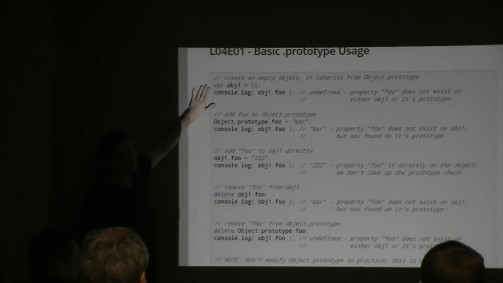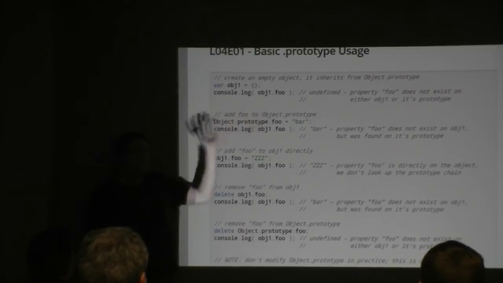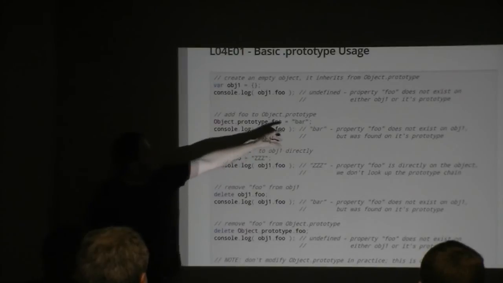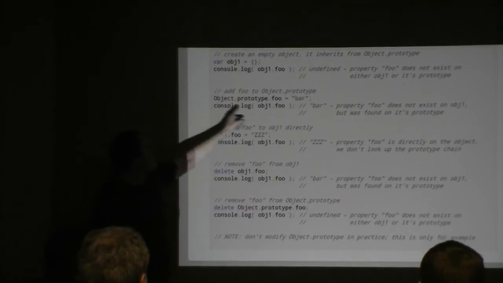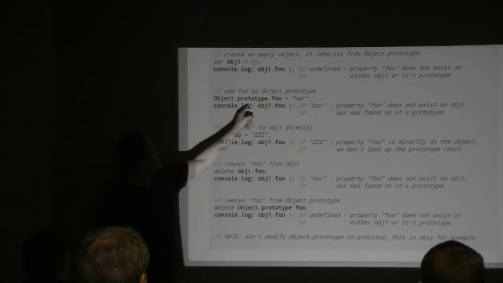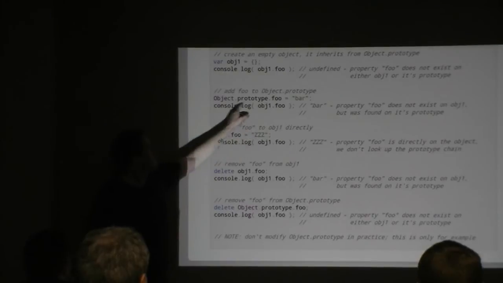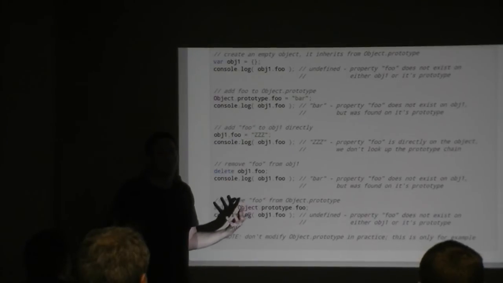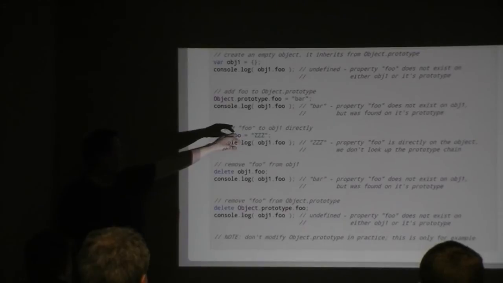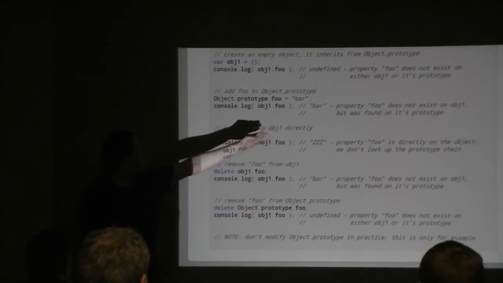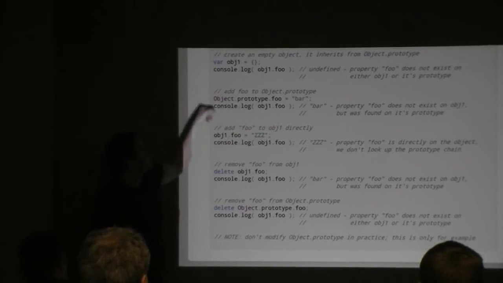Okay, so here we have an example of this. We have an empty object. We're printing foo. It doesn't exist on the object, nor does it exist on the object's prototype. So now we're going to add foo to Object.prototype.foo. If anyone's wondering, the word prototype is a special property. This is a built-in special property of the language. I didn't make that up. That's part of the spec. So we're going to add foo to the global object's prototype, with the value of bar.